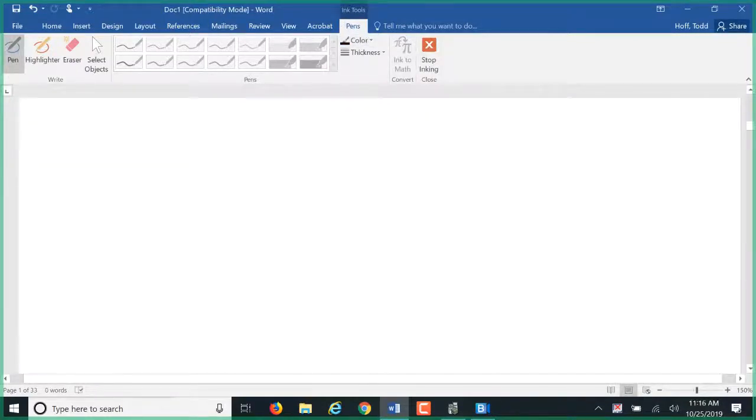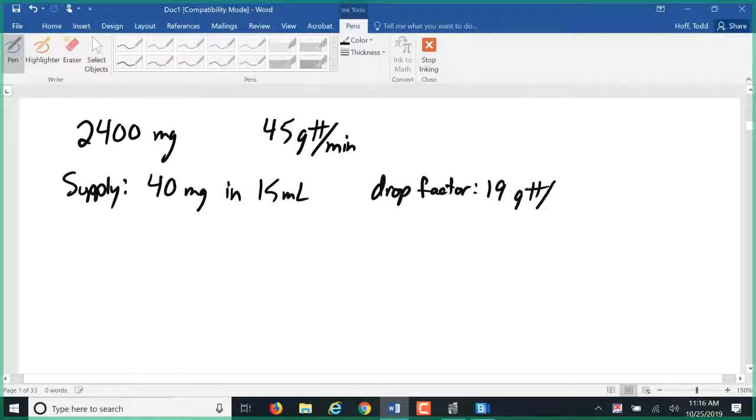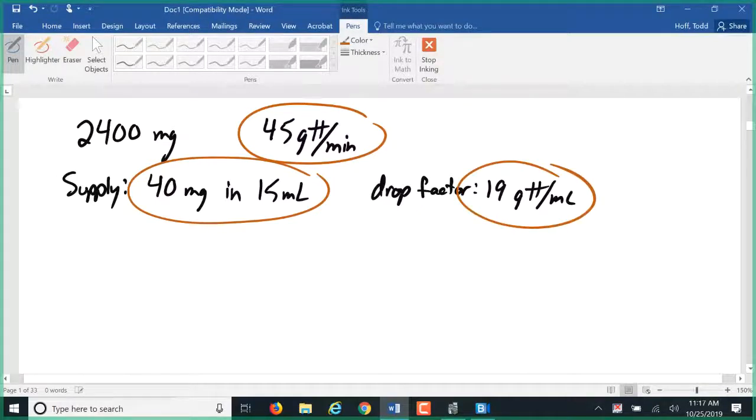So for this example, we have 2,400 milligrams of fluid in the bag. It is currently infusing at 45 drops per minute. And the supply tells us that this is 40 milligrams in 15 milliliters of solution. And the drop factor is currently 19 drops per milliliter. Notice all three of these are rates, which means they give us equivalencies. We're going to start with the one that is not a rate, 2,400 milligrams.